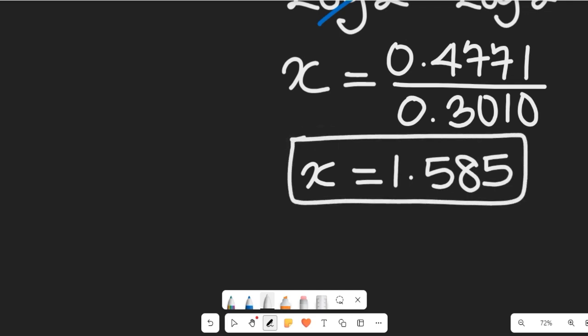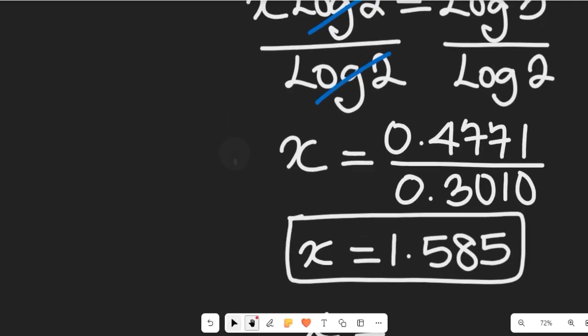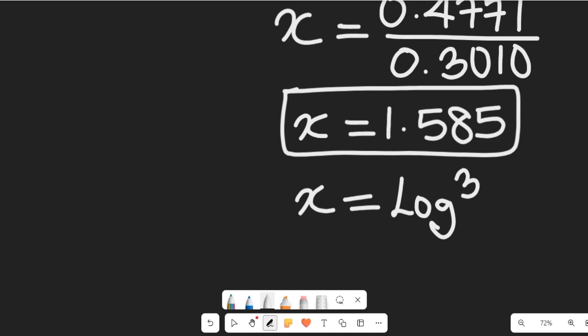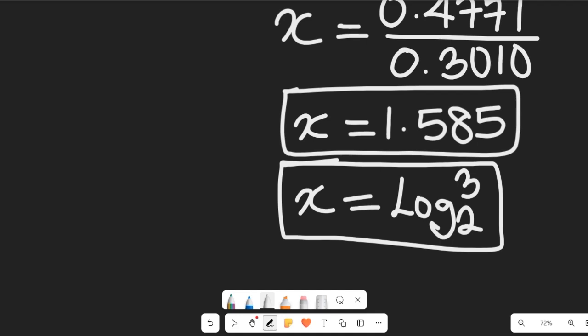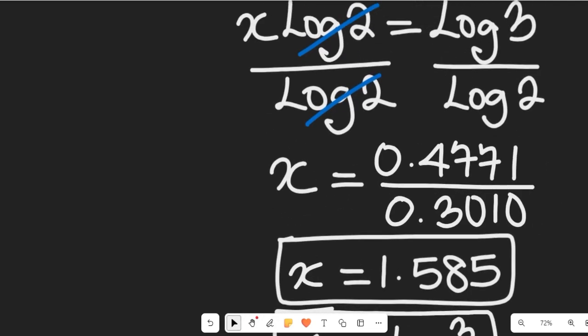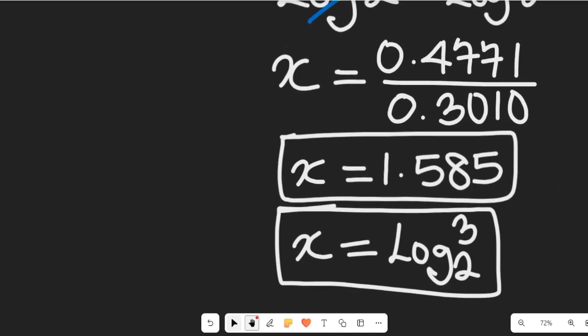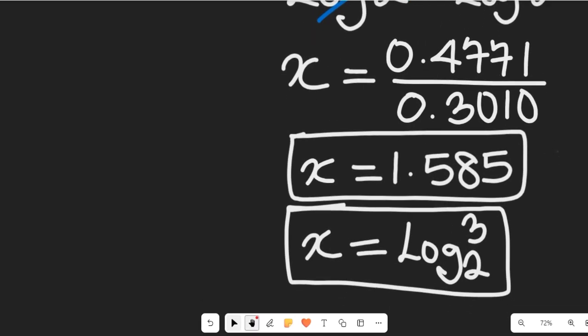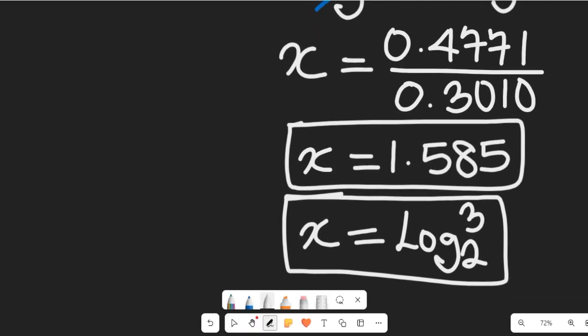Or simply put, the value of our x, if we don't want to go through all this, is going to give us the log of 3 base 2. Looking at the rules of logarithm, the base becomes the exponent, the denominator becomes the base, while the power, the numerator, becomes the log. So these two expressions will give us the value of the answer to that expression given to us up there.